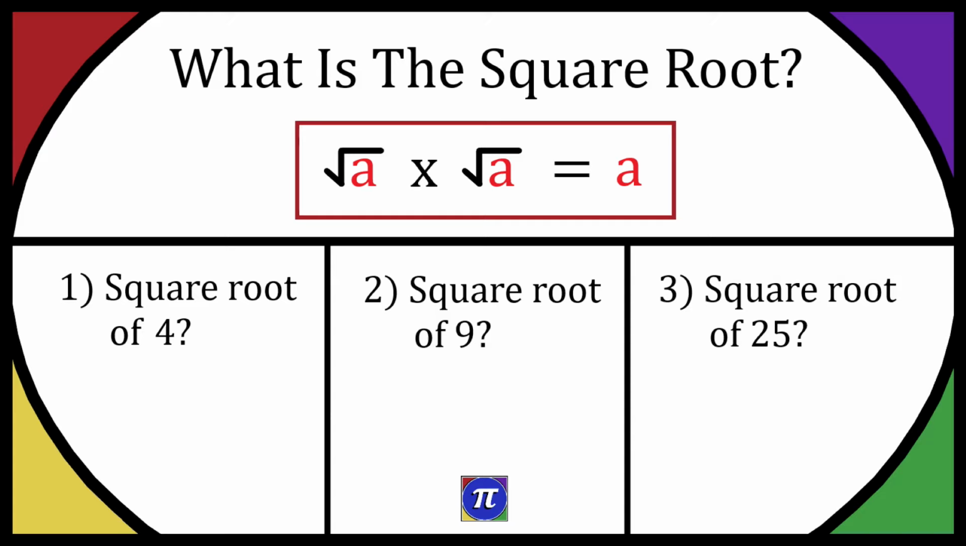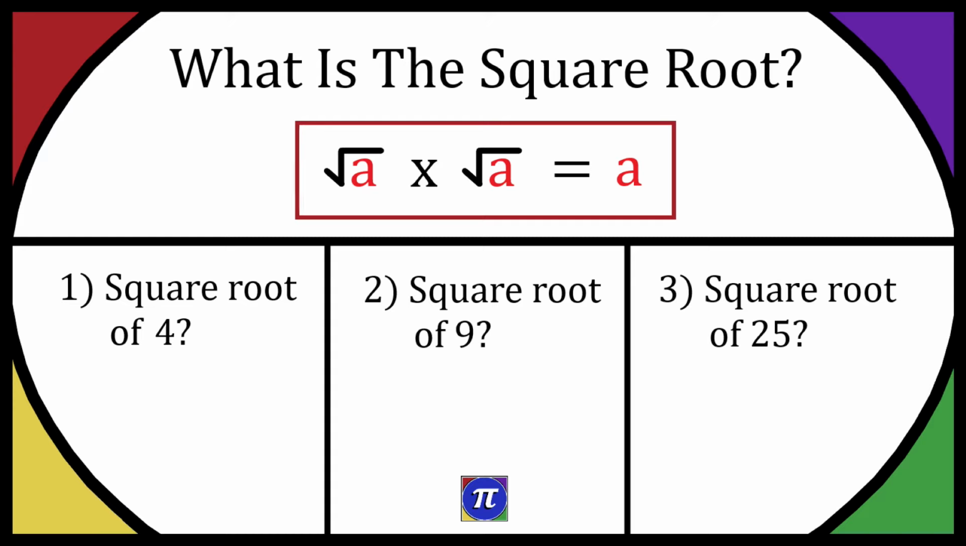So in this video, I'm going to explain what the square root of something is, and I'm going to do that by going over some examples and explaining the fundamentals of a square root. Now, obviously here in red, we have the square root of a times the square root of a is equal to a. Now, this might not make a lot of sense to you now, but this is the fundamental principle of what a square root is. And let's go through some examples, and hopefully along the way, it will make a bit more sense.